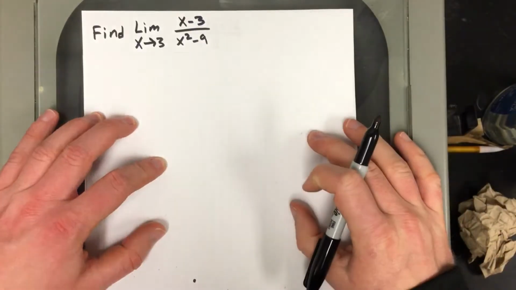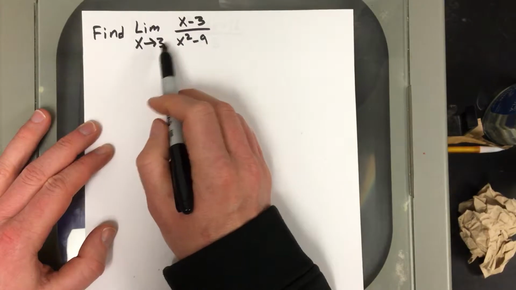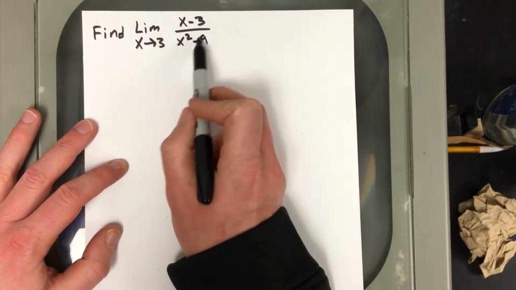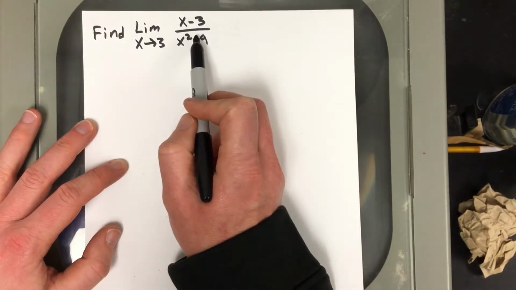Hey everyone, here's another example from section 2.2. We're going to try to find the limit as x approaches 3 for this function here. The first thing we're going to do is check to see if 3 is actually part of the domain of this function, meaning if I plug 3 into this function, does it actually give me a number or does it give me something that's undefined?